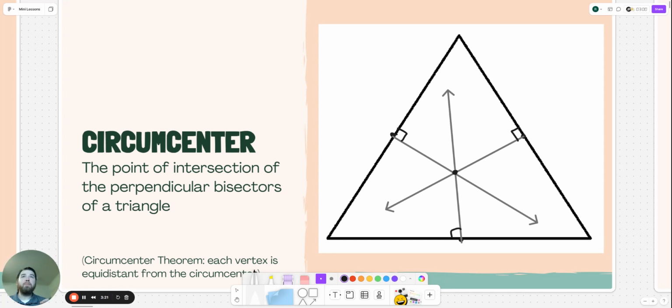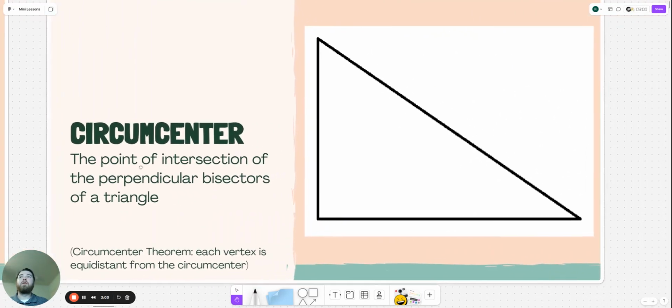Now, the important thing about that is that there's a unique property, and that's the circumcenter theorem, and it says that each vertex is going to be the same distance away from the circumcenter. So that means that this distance, and again, not perfect because of how I was drawing it, but all of those distances are going to be the same thing. So that's the circumcenter theorem.